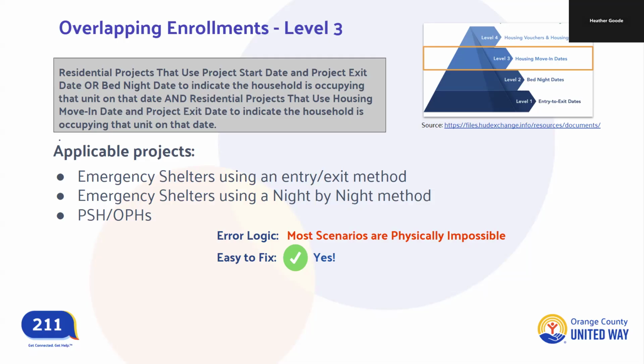So the key to understanding this type of overlap and why it's problematic for utilization is because in HMIS, once a client has a housing move-in date recorded in a rapid rehousing or other PH project, while still having enrollments in other residential projects like emergency shelter or transitional housing, the implication is that the household is in 2 separate units at the same time, which again is physically impossible.